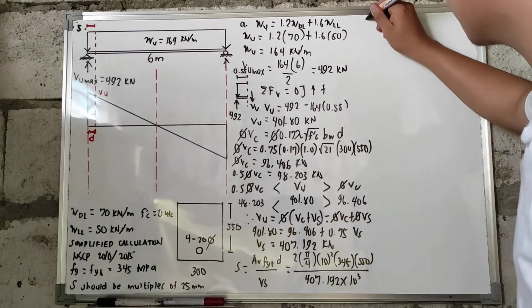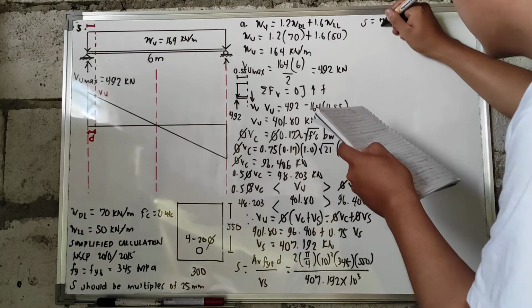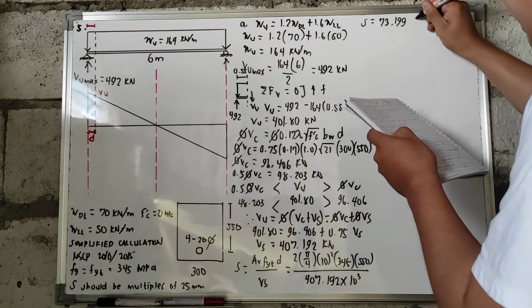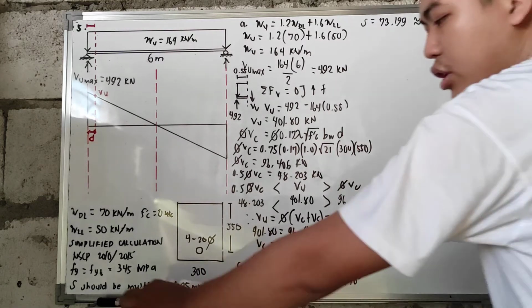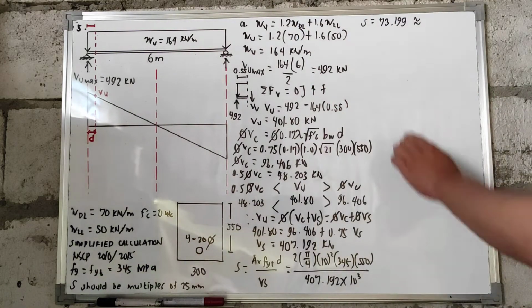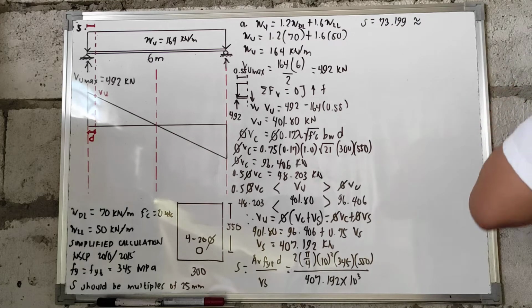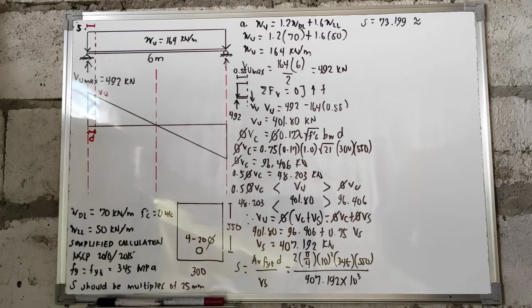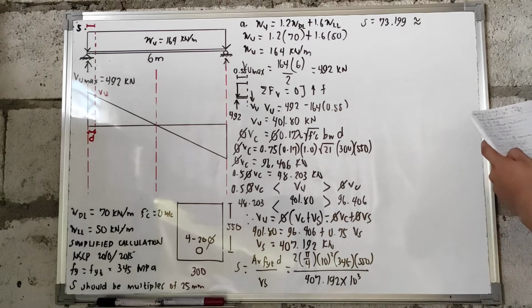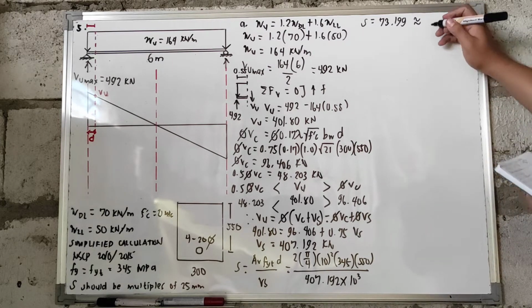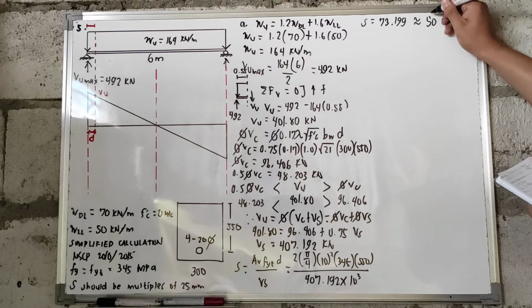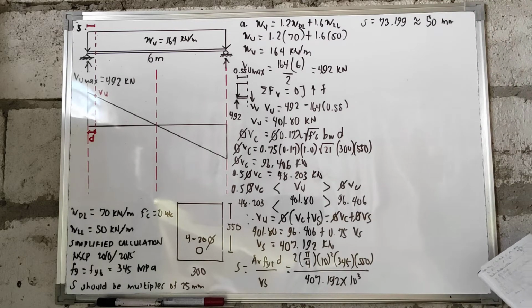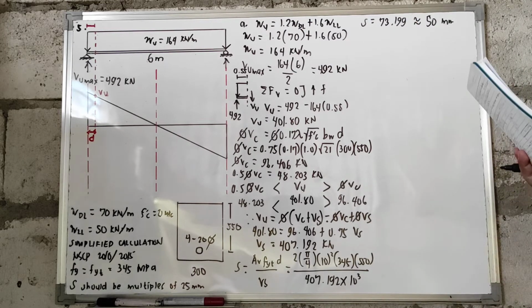So, yung nakuha nating spacing dito, that will be equivalent to 73.199 mm or, sabi dito, should be multiples of 25. So, since round down natin siya to the multiples of 25, that will be equal to 50 mm. So, nakuha na natin yung VU, V sub C, V sub S, at saka yung S. Ngayon, yung S, i-compare naman natin siya sa value ng S max natin.